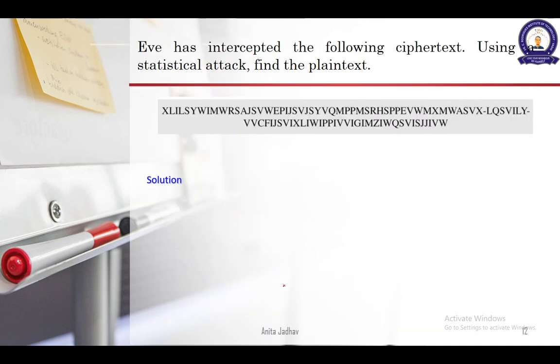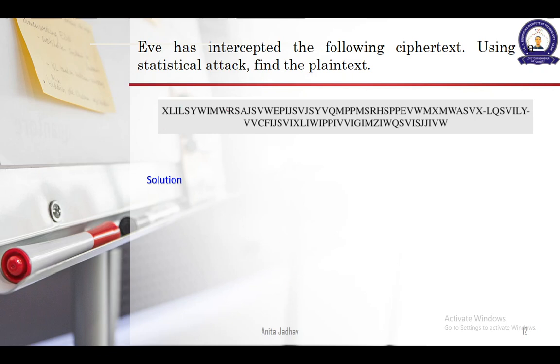Now one example. I should have told you at the beginning of the video to sit with a notebook and pen, then you could have paused this video and solved the example, but it's okay. Eve has intercepted the following ciphertext. Eve is again our very good friend in cryptography. So apart from Alice and Bob, we will always have Eve in the scenario. Using the statistical attack, that is a frequency attack. Statistical attack means you have done certain calculation, you have used mathematical formulas, you have used graphs. So find the plain text.